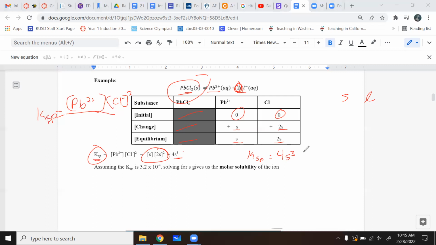Now, if we have a value available to us for KSP, as the problem is telling us right here, we absolutely can solve for the molar solubility, or S value, of that ion. So we would take 3.2 times 10 to the negative 4th, plug it in for the KSP, and solve for S. So S is going to be equal to the cube root of 3.2 times 10 to the negative 4th over 4. And I'll leave that up to you to work out what exact number that is.